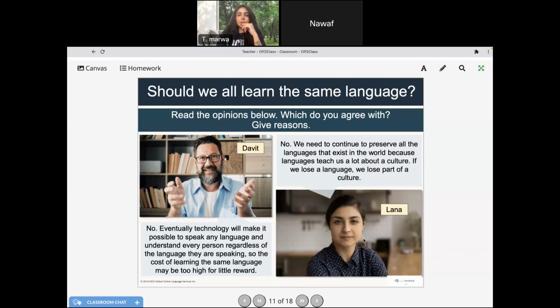Here, he's saying that eventually technology will make it possible to speak any language and understand any person regardless of the language they are speaking. So the cost of learning the same language may be too high for too little reward, you know? So Nawaf, don't you see some application here on the cell phones? For example, we use them to translate somebody's words.